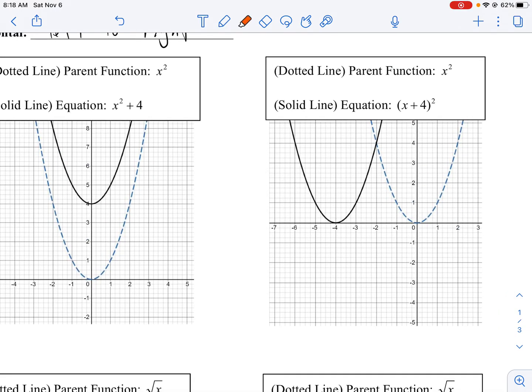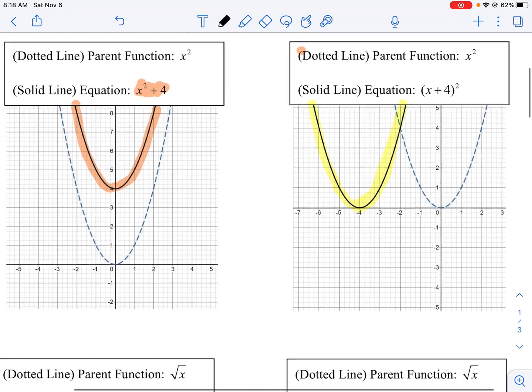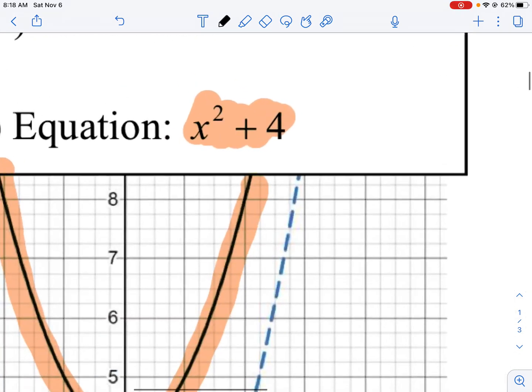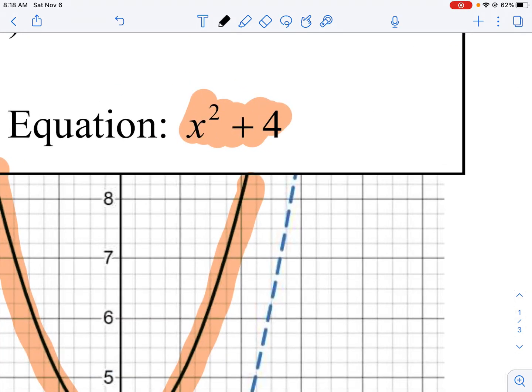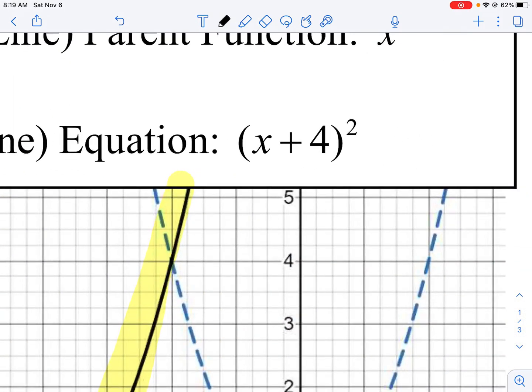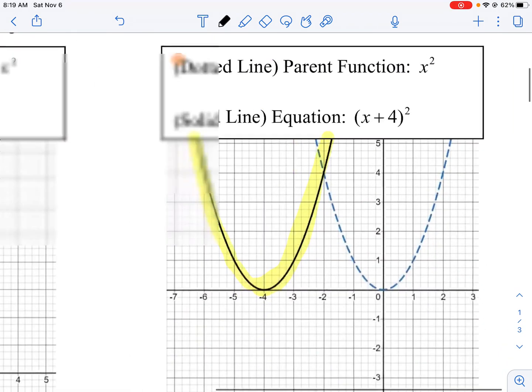Now we have 2 other functions, right? We have x squared plus 4, and we also have x plus 4 squared. Alright? So we have 2 different graphs. Now you'll notice that both of them have x's, both of them have plus 4's. Now the difference is where we see it. We'll see it on the left graph. We have this plus 4 to the right of that squared, right? And here we have the plus 4 in parentheses with the squared around it.